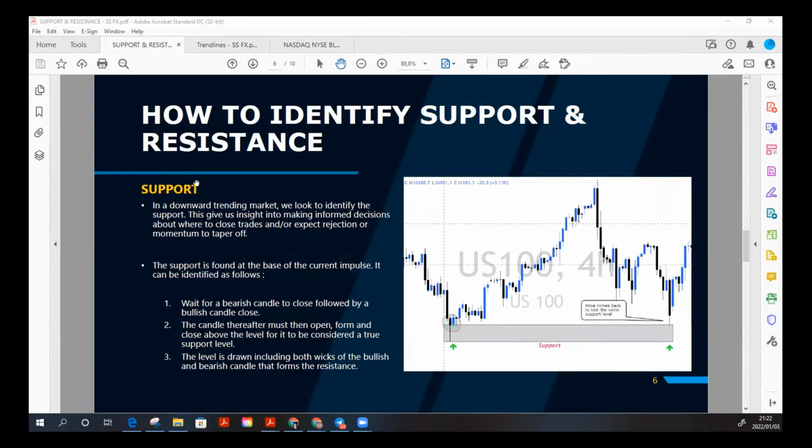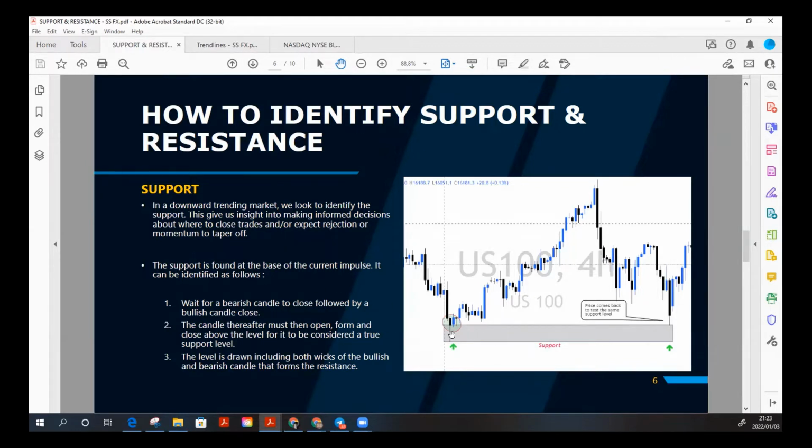Okay, so on a support, in a downward trending market, we look to identify the support. This gives us insight into making informed decisions about where to close trades and where to expect rejection or momentum to slow down or taper off. So the support is found at the base of the current impulse. If you look at this example here, this is the base, that's the impulse, and at the base of that impulse, we've got the support level that's formed.